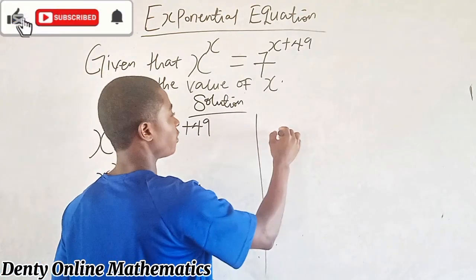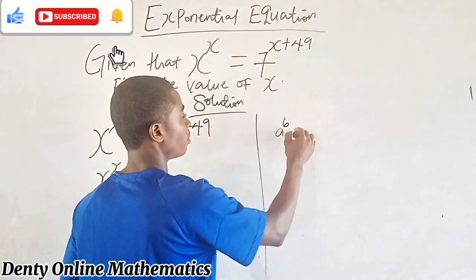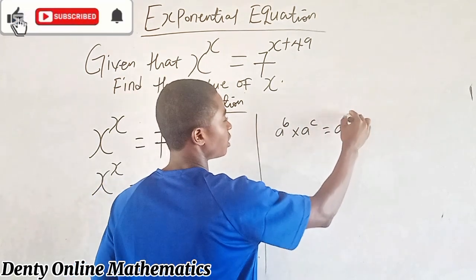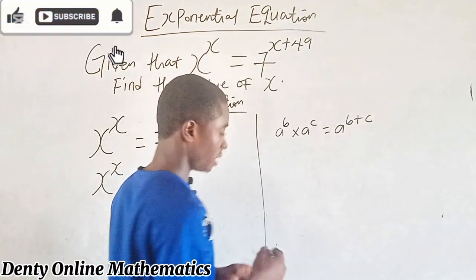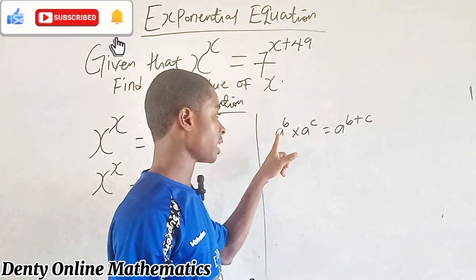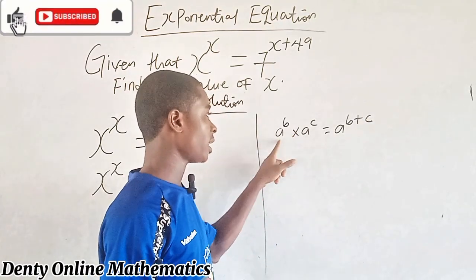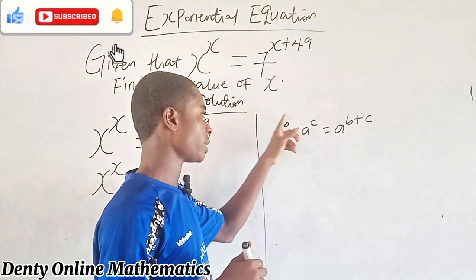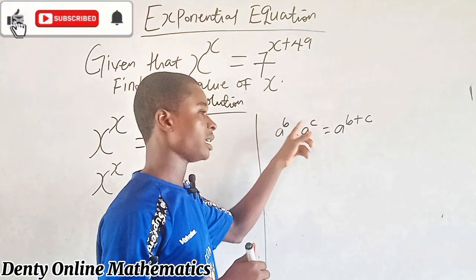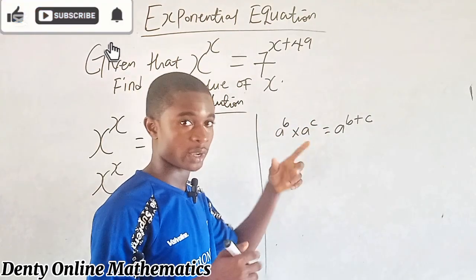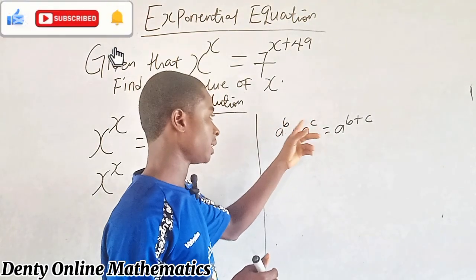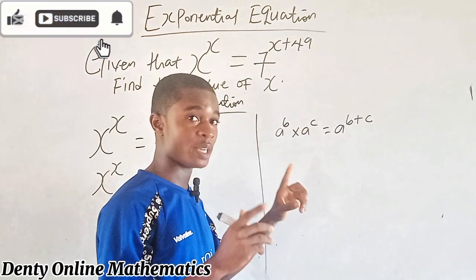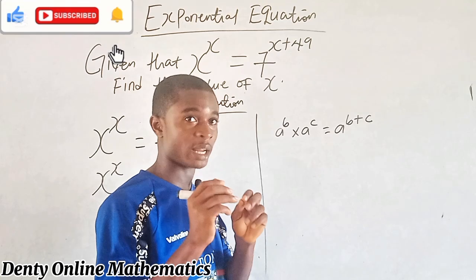Now, if you have a raised to the power of b multiplied by a raised to the power of c, this is the same thing as a raised to the power of b plus c. This rule states that anytime the base is the same and you are multiplying them, you are free to add the powers. b here is the power, c here is also the power. You can either call them powers or exponents. So you're free to add the powers, or the exponents, anytime the bases are the same and you're multiplying them.